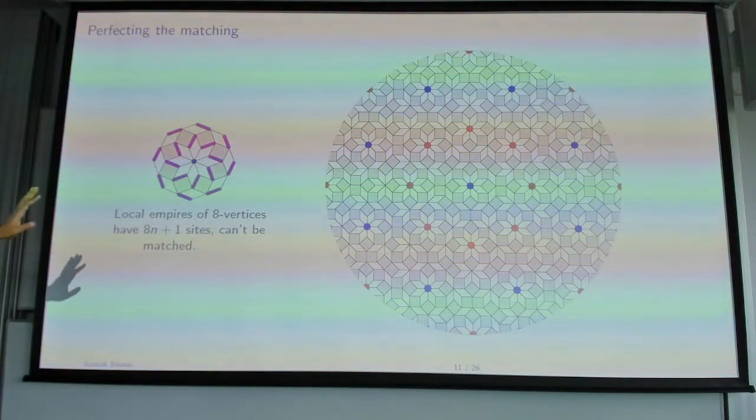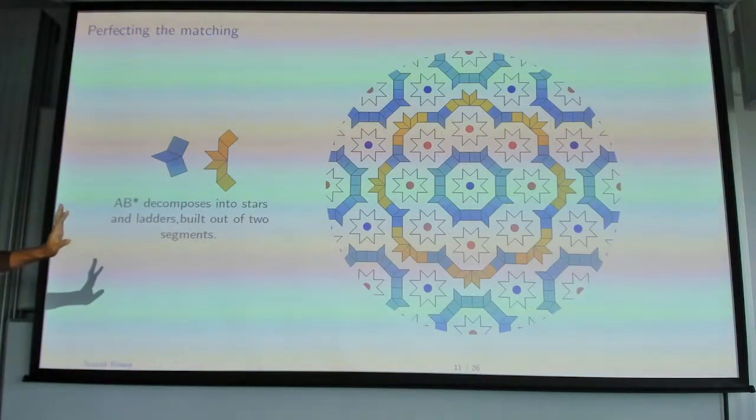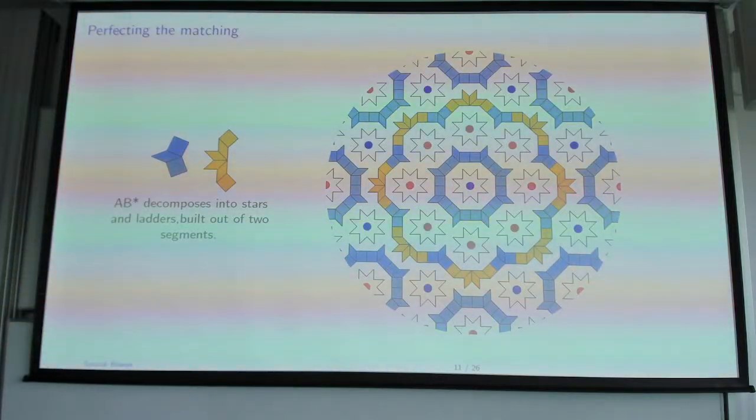So to make progress on this, I first remove the 8 vertices, right? And then the rest of the graph I can show you. I can color like this. I've done nothing, I've just colored like this. So it decomposes into these stars and these things which I call ladders, these quasi-1D objects. These ladders, however, are built out of only these 2 motifs and nothing else.